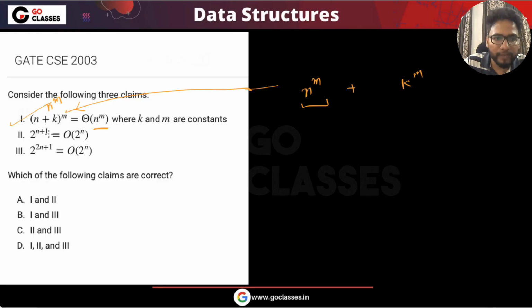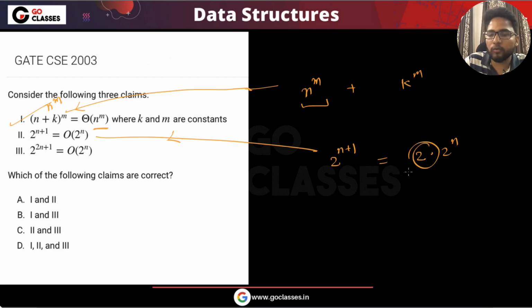What about this? Can you ignore this constant? Let me just see. Basically it is 2^(n+1), which is as good as saying 2 times 2^n. So you can write this 2 outside, so that's why you can ignore this. That's why both are actually theta, right? So theta is possible, then big O is possible. So that is why this is also true, right?